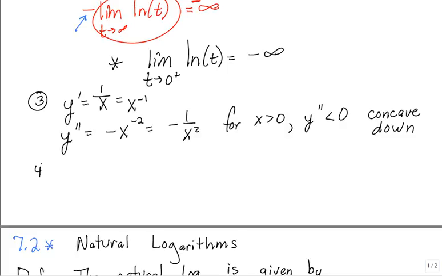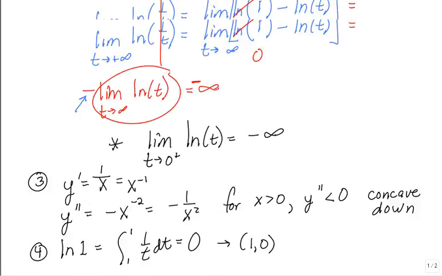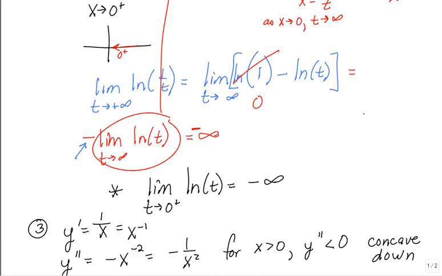And then we look at ln of 1, but according to the definition, that's the integral from 1 to 1 of 1 over t dt, and we're not going anywhere, so that's 0. So we get the point (1, 0). So that gives us enough to graph this function. It's increasing, concave down, and it goes through the point (1, 0). It goes to negative infinity here, so we have a vertical asymptote.